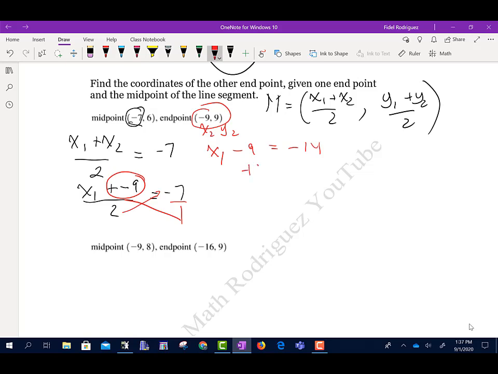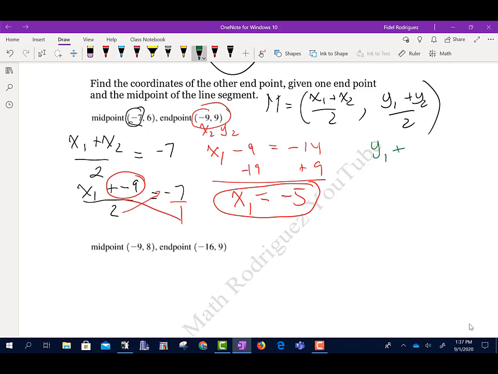And then we can go and add 9 to both sides. And so I came up with x1 to be -5, okay? So we have the x coordinate of our other endpoint. Now we need to do the same thing for the y part, okay? So we're going to go like this.